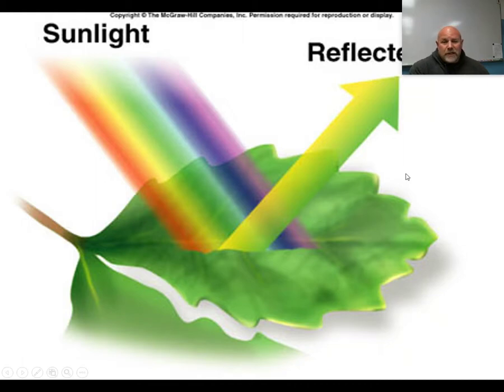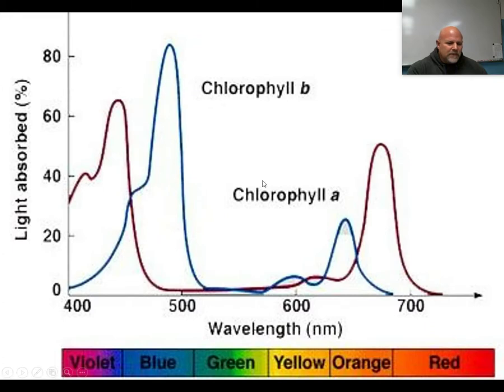Plants primarily look green because they do a very poor job of absorbing green light. The two pigments that are the primary pigments in photosynthesis are chlorophyll A and B. And if you look on this absorbance spectrum, they do a real good job of absorbing in the violets and blues. They're both terrible with green.